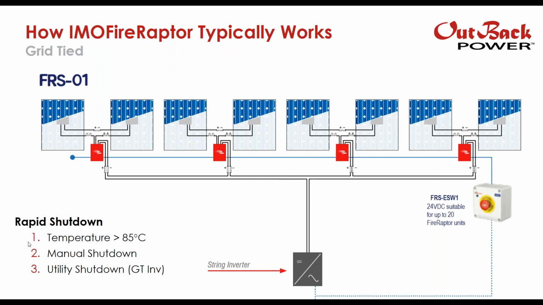All right, so this system would initiate a shutdown under 3 conditions. It would do so if the temperature exceeded 85 degrees Celsius, if there was a manual shutdown, meaning you have to press this button, or if there was a utility shutdown. And this is applicable for the grid tie inverter.